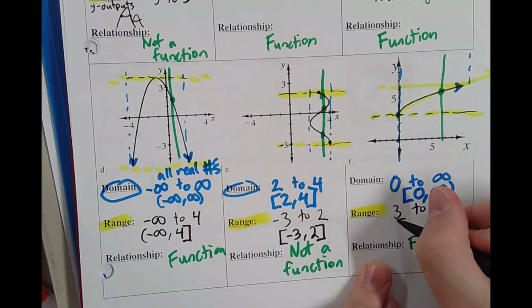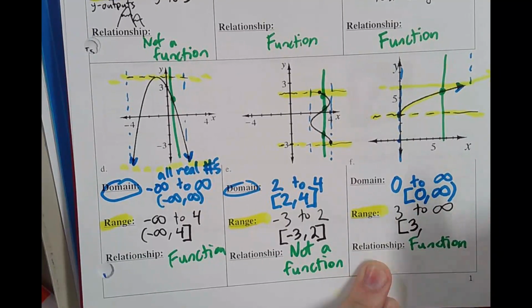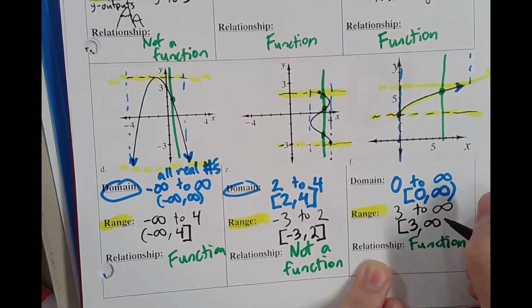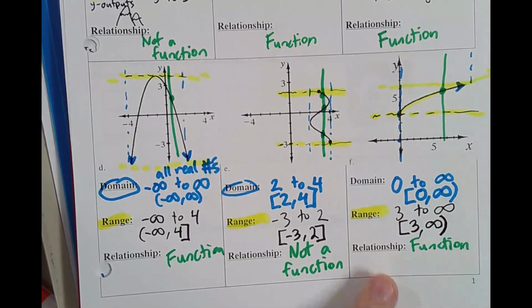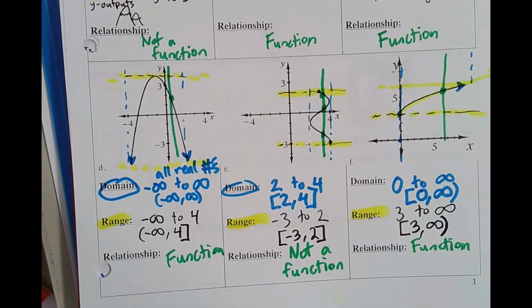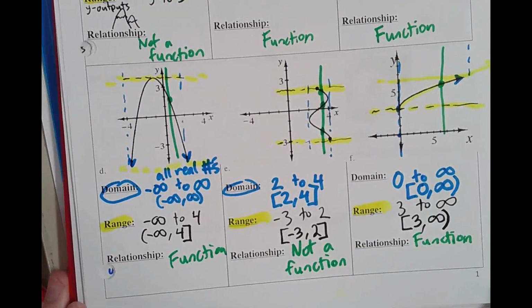Last one, 3, 2, infinity. What do we do with infinity? Infinity doesn't have an end, so we have to have a closed parentheses, like this.